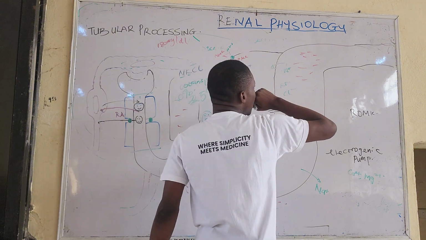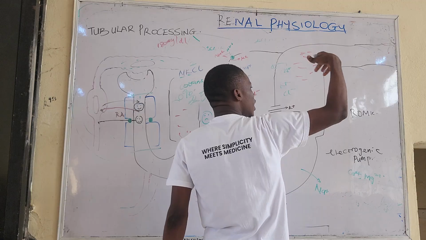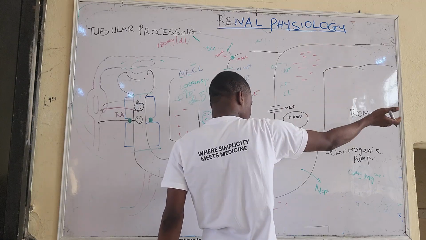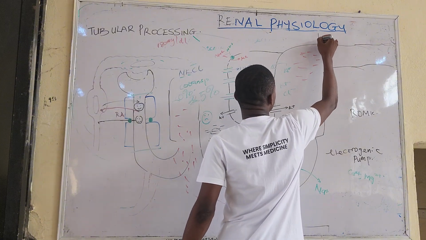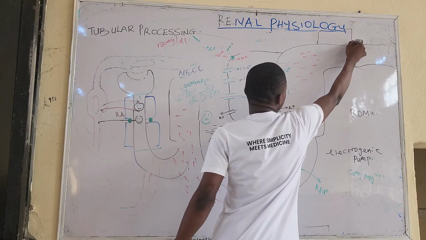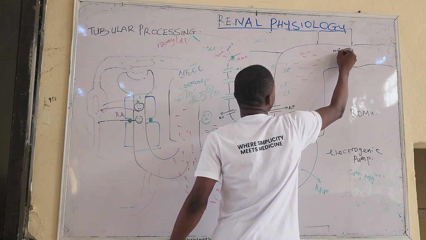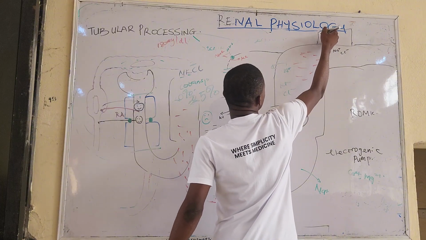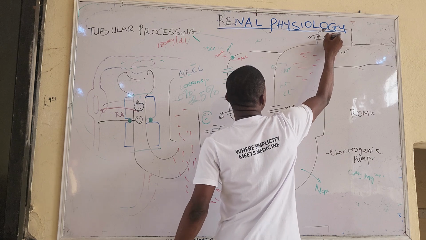Now, how does early DCT act? On its own, it has sodium chloride channels, or basically sodium chloride transporters, or sodium chloride co-transporters. Are you following me? It is going to be reabsorbing sodium and chloride. It also has sodium potassium ATPase at this point, pumping sodium outside and bringing potassium inside.